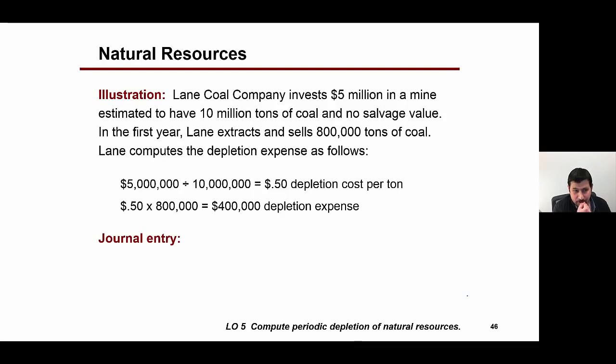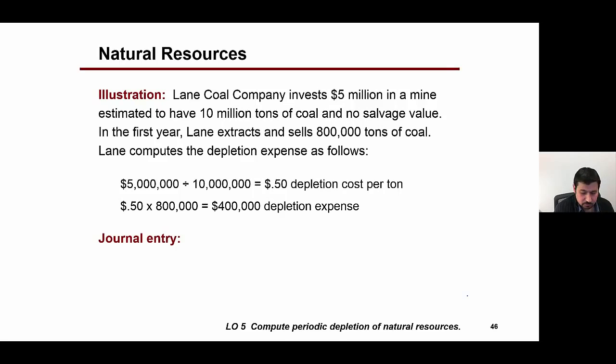Let's take this example. Lane Coal Company invests $5 million in a mine estimated to have 10 million tons of coal and no salvage value. In the first year, Lane extracts and sells 800,000 tons of coal. Lane computes the depletion expense as follows.